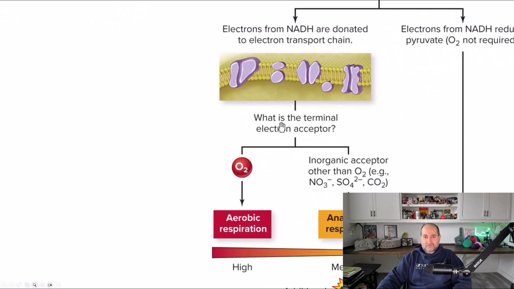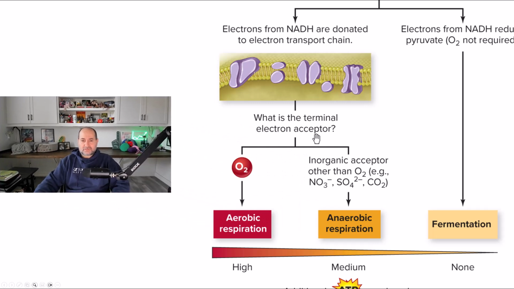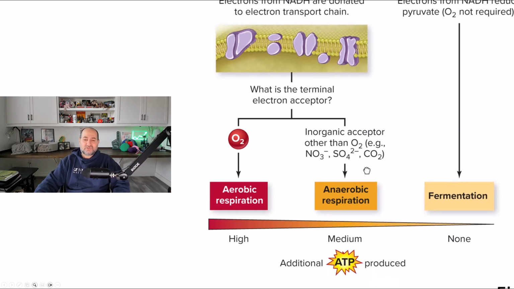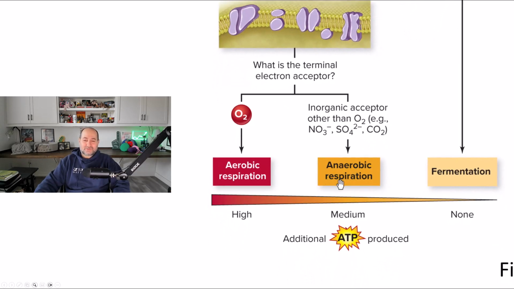Again, you and I, when it says here, what is the terminal electron acceptor? If it's oxygen, that's aerobic cellular respiration. However, look, if it's an inorganic acceptor other than oxygen, for instance, nitrate, NO3 minus, sulfate, SO4 minus, or even CO2 can sometimes serve as the terminal electron acceptor. This is known as anaerobic cellular respiration. Isn't that neat? The only difference is during anaerobic cellular respiration, usually you do not make as many ATP as an aerobic respirator because these aren't as efficient at being terminal electron acceptors as oxygen is.